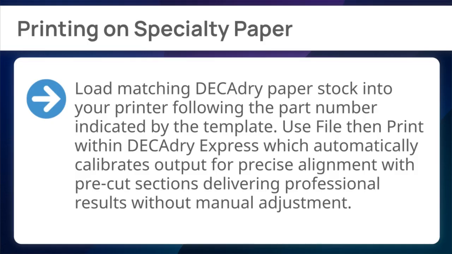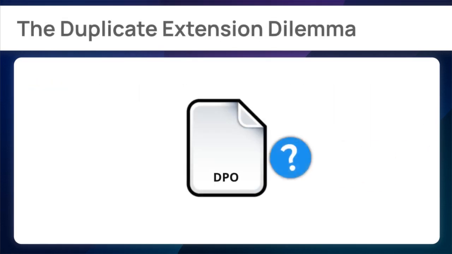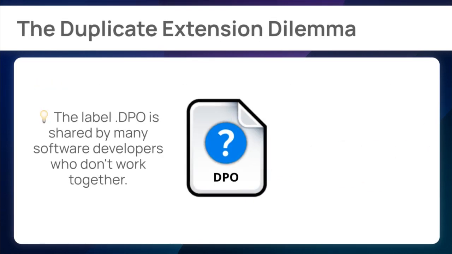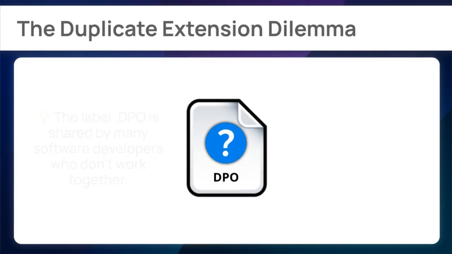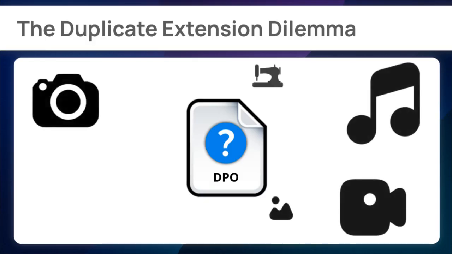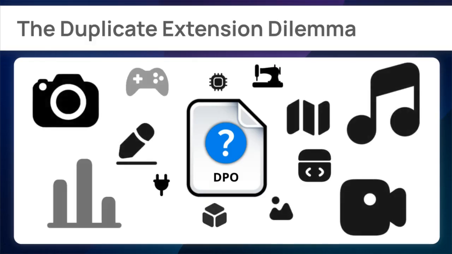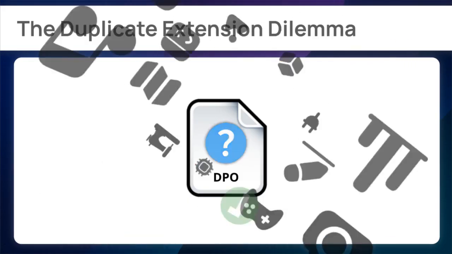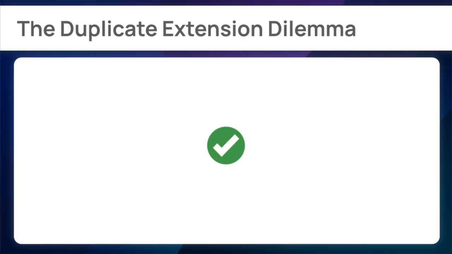Use File then Print within DECAdry Express, which automatically calibrates output for precise alignment with pre-cut sections, delivering professional results without manual adjustment. If compatibility checks failed, it is likely because the file extension name is shared by different developers for unrelated formats, causing your PC to use the wrong reading language. To help resolve this, you might consider a tool with autonomous file reading capability that is designed to look past the extension name and inspect the internal data structure directly.